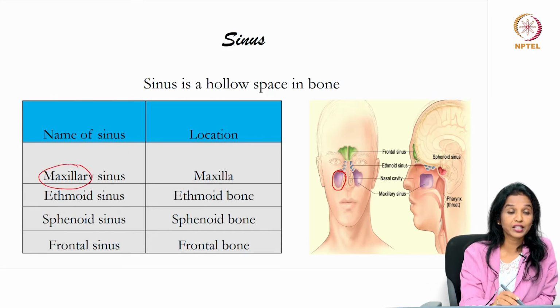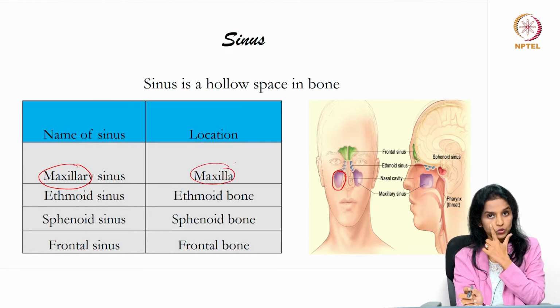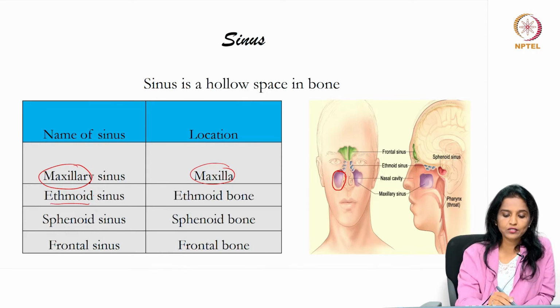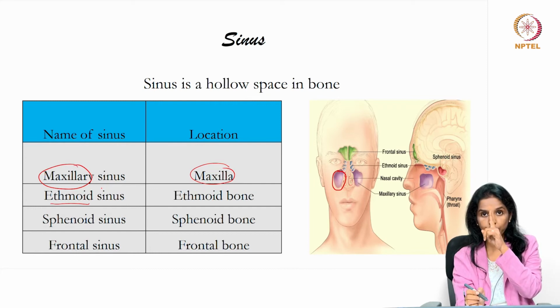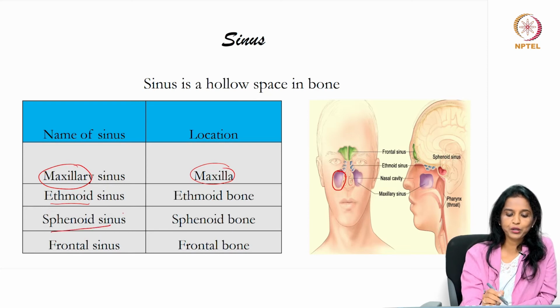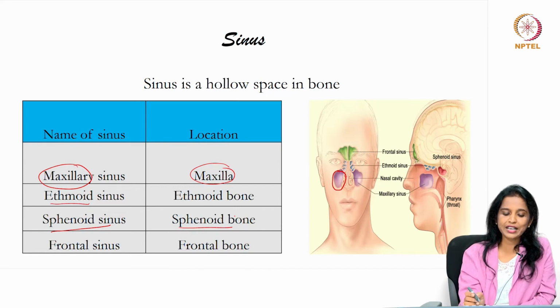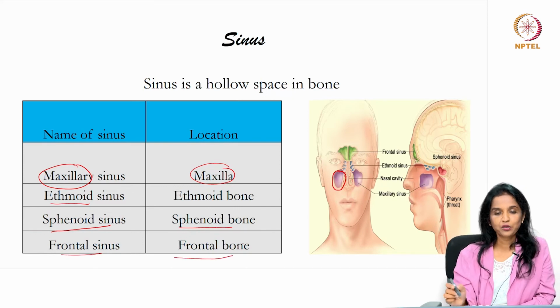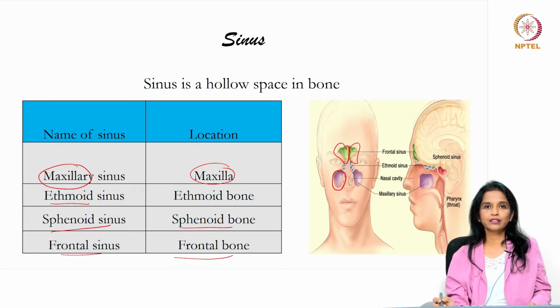The maxillary sinus is the largest of them, and it is present in the maxilla. We know that maxilla is paired, so there will be 2 sinuses present, and then we have ethmoid sinuses. Ethmoid sinuses are present on either side of the perpendicular plate of the ethmoid. We know that it is present exactly here, and it contributes to the upper part of the nasal septum. And then we have the sphenoid sinus present below your sella turcica, which houses your pituitary gland, and then we have the frontal sinus, which is inside the frontal bone, 2 in number. So, these are about the sinuses.